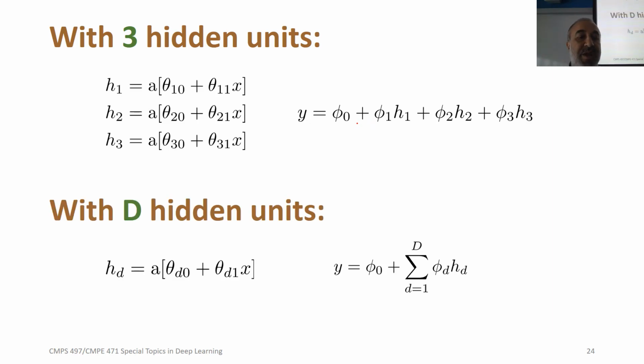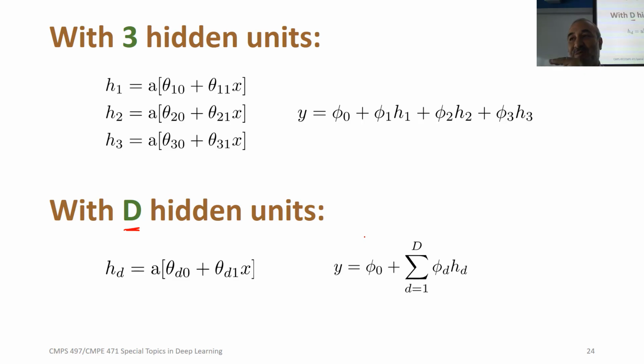So in general, when we have d hidden units, each one will be exactly similar. It's a linear function, and then applying the activation function. And then here, we will just add all of them, scaling after weighting, of course. Okay? So that's the shallow neural network in general, with d hidden units. You saw the network with 3 hidden units, right? If we add more hidden units, what will happen to the function?